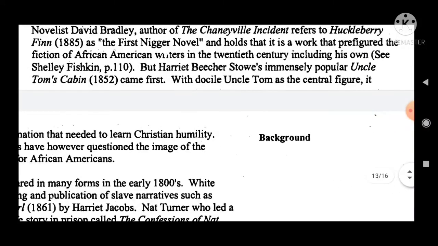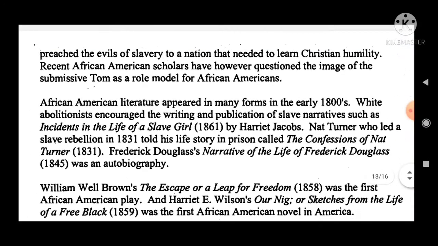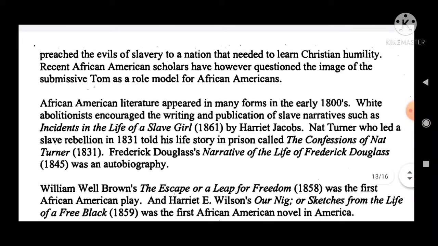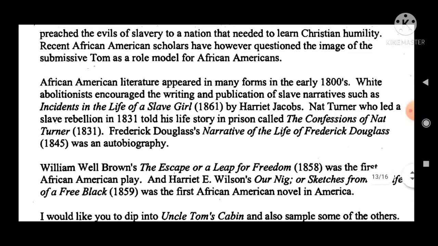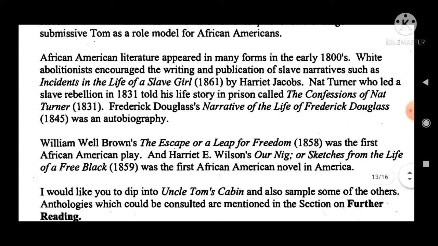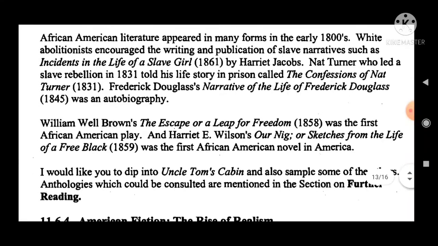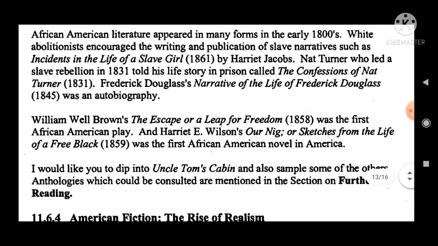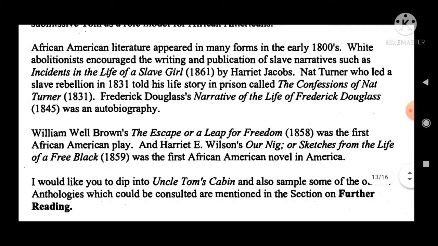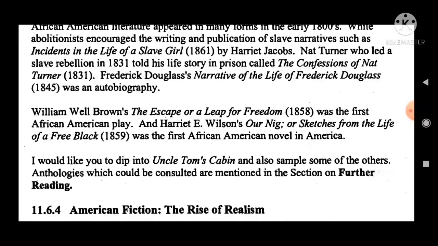With docile Uncle Tom as the central figure, it brought the evils of slavery to a nation that needed to learn Christian humility. Recent African American scholars have, however, questioned the image of the submissive Tom as a role model for African Americans. African American literature appeared in many forms in the early 1800s. White abolitionists encouraged the writing and publication of slave narratives such as Incidents in the Life of a Slave Girl, 1861, by Harriet Jacobs. Nat Turner, who led a slave rebellion in 1831, told his life story in prison, called The Confessions of Nat Turner, 1831.